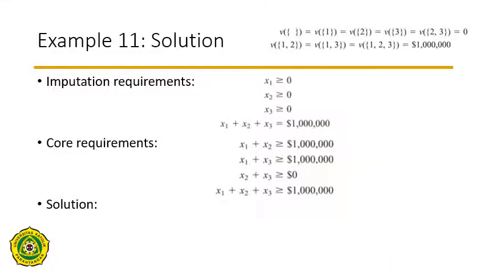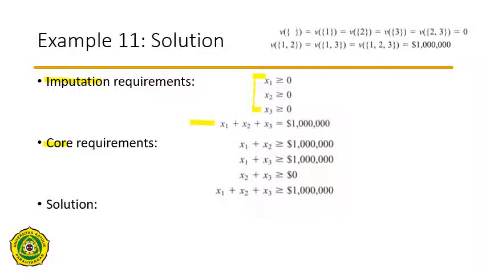To find the core, we need to find an imputation or a reward vector x1, x2, x3 that satisfies these two sets of requirements. The reward vector must be an imputation, and the reward vector must be undominated by any other imputation, and we call it core requirements. To be an imputation, a reward vector must satisfy individual rationality and also group rationality.